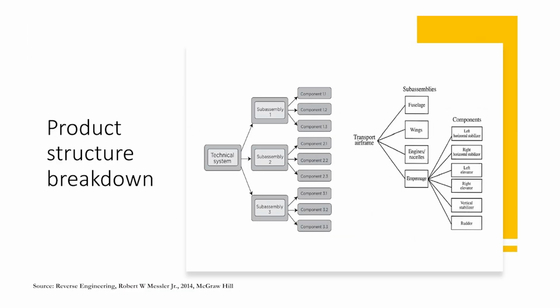We talked about disassembling the product and creating all the parts, and once you have done that, you can create this product structure breakdown. I think we talked about product structure and product architecture before as well. What we will end up with is this technical system which has n number of sub assemblies, and each sub assembly has a number of components. For instance, for a transport airframe, you may have a fuselage, wings, engines, empennage, and the empennage may have components such as left horizontal stabilizer, right horizontal stabilizer, left elevator, right elevator, vertical stabilizers, rudders, etc.